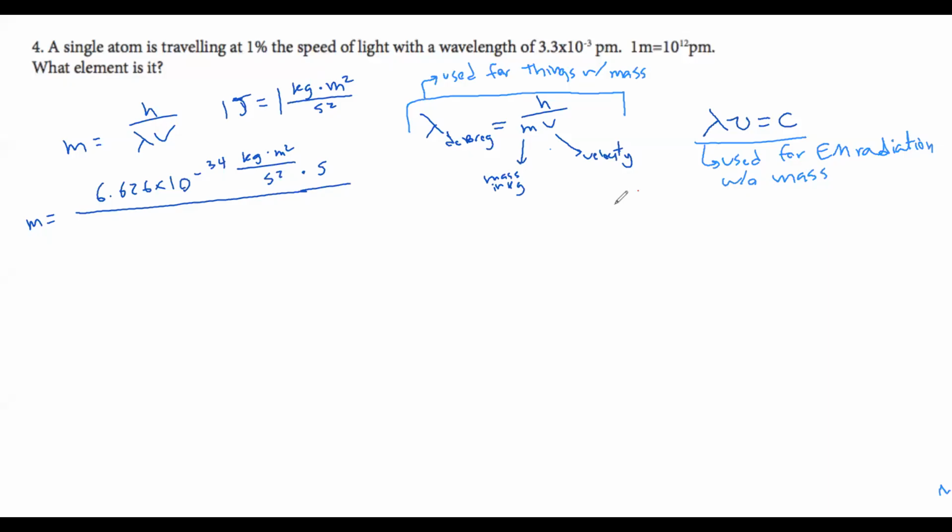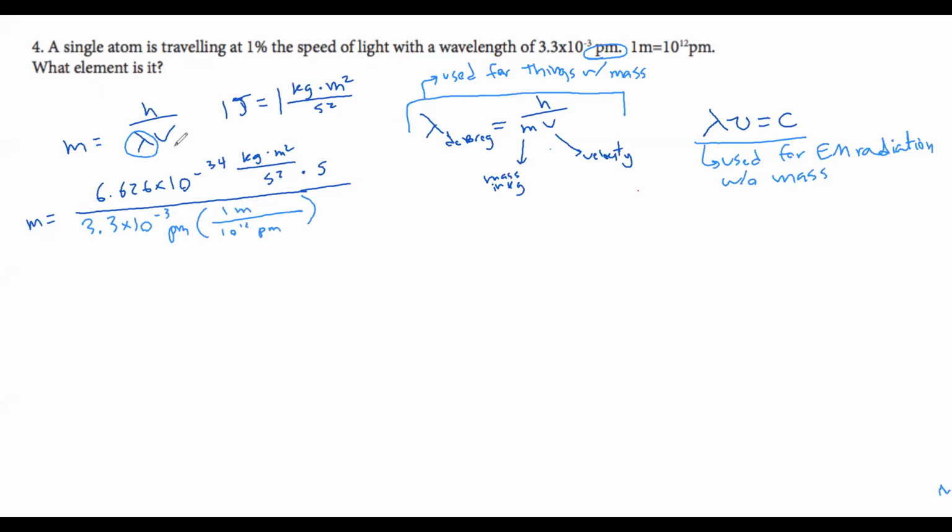Continuing to plug things in. Right, so one thing that's a problem is our wavelength. It's not in units of meters, it's in picometers, so we have to convert it. That's okay. Again, letting the units guide us. So we have 10 to the 12 picometers per 1 meter.